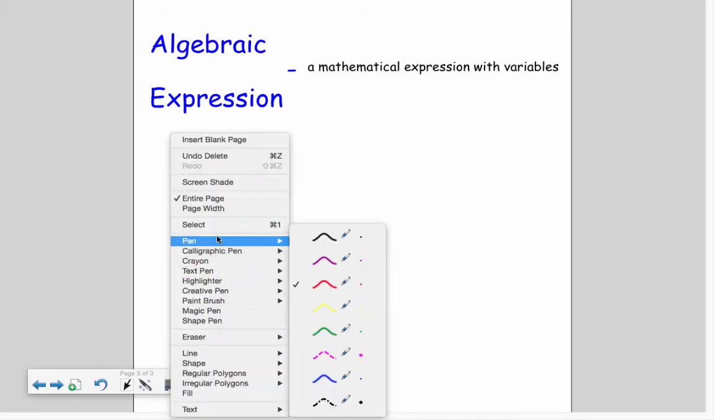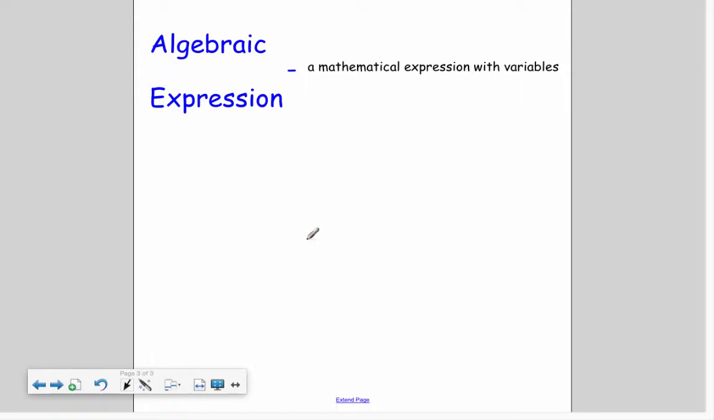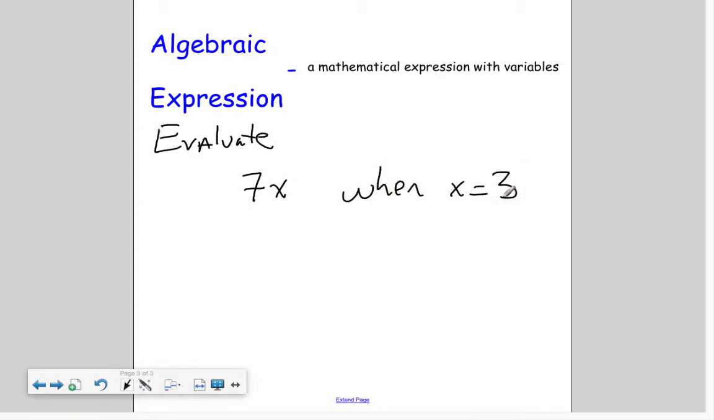Speaking of algebraic expressions, let's take a look at what an algebraic expression is. An algebraic expression is a mathematical expression with variables. So, a lot of times in math we're asked to evaluate an algebraic expression. So, evaluate 7x when x equals 3.